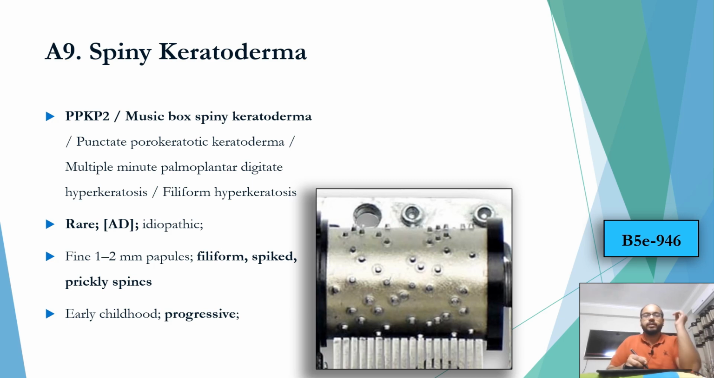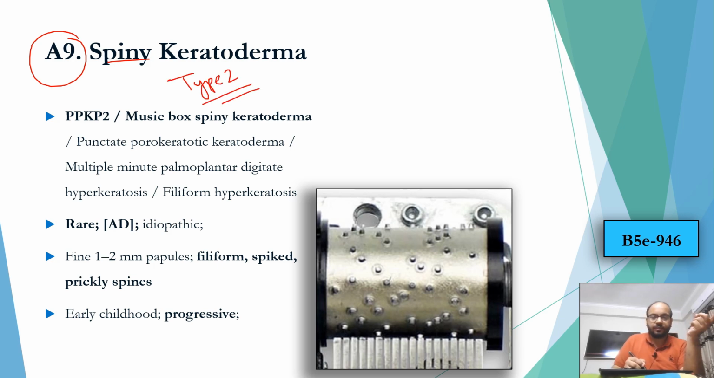Now, the ninth disorder is spiny keratoderma. Spiny keratoderma, also known as Palmoplantar Keratoderma punctata type 2. So initially it was type 1, now type 2. It is also known as music box spiny keratoderma. Now what's a music box? So here is a cut section of a music box.